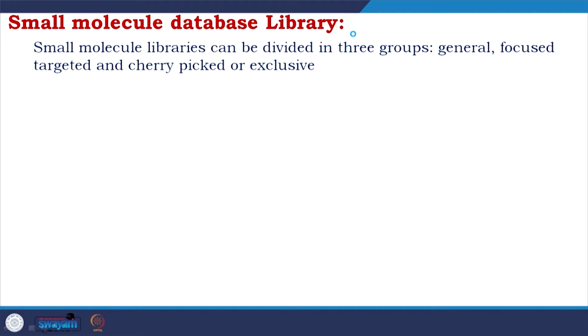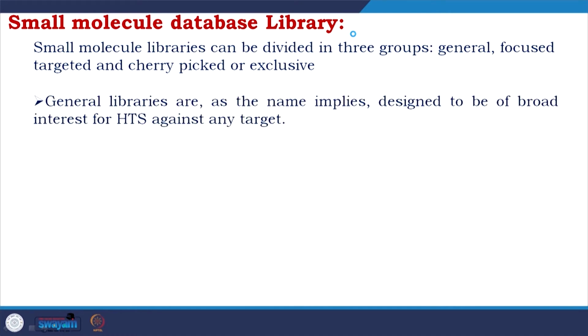So, coming to small molecule database libraries, small molecule libraries can be divided majorly into three groups, which are general, focused and targeted, but there is a special one which is cherry picked or exclusive library. General libraries are, as the name says, general, designed to be of broad interest for high throughput screening against any target. Suppose a pharma industry has identified a lot of medicinally important plants and they isolate the small molecules. They do not know what exactly they are destined for, but they think that they could be tested against many diseases. They are called general libraries.